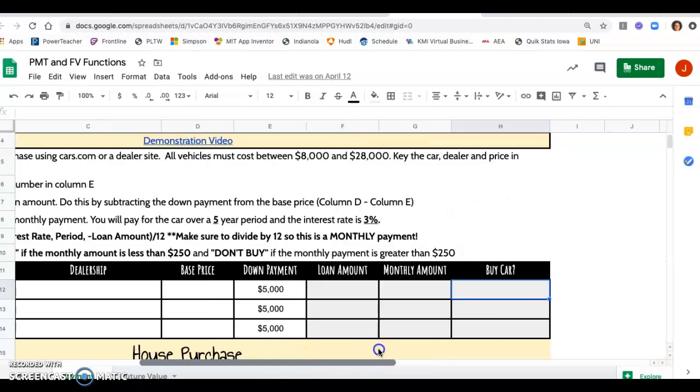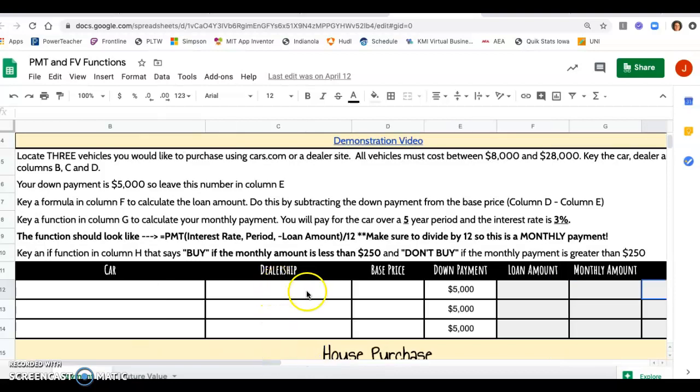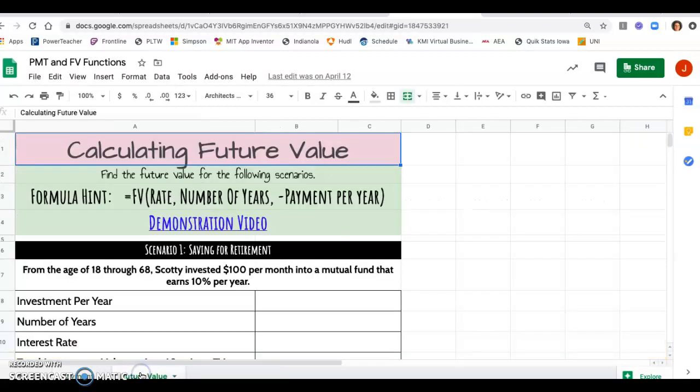It's kind of a cool function, and especially not too hard. You could easily tell if the loan amount's 250 or less here and just type in buy or don't buy. But if this list was 250 lines long, you could definitely save yourself a lot of time by calculating that with the IF function.